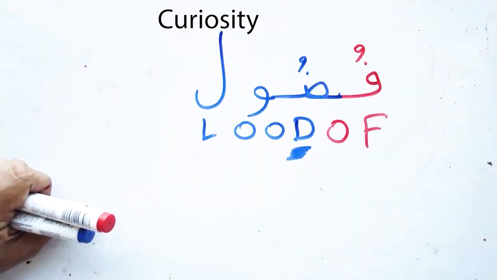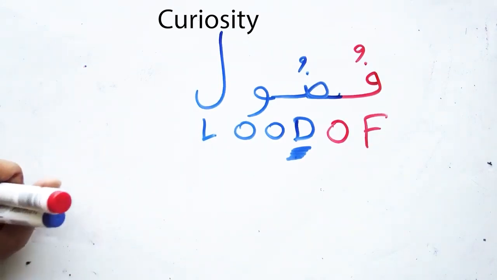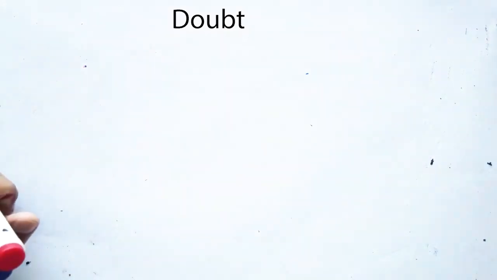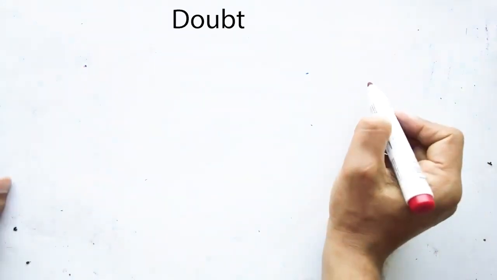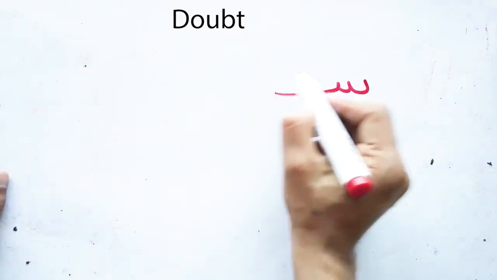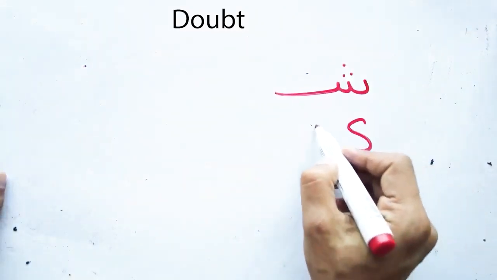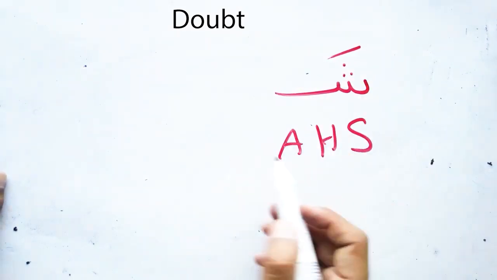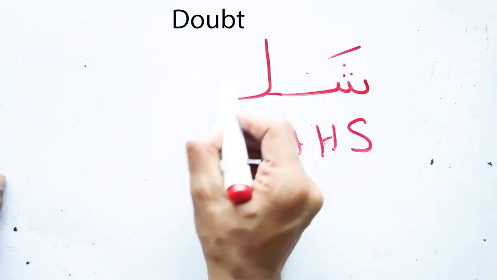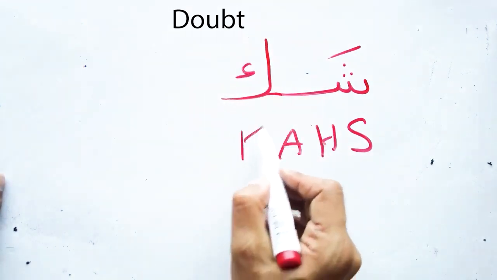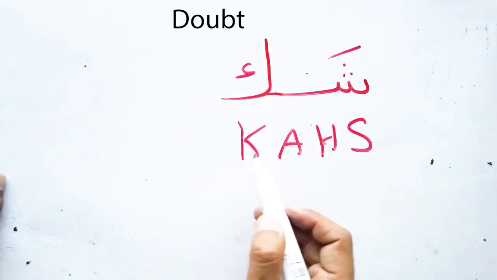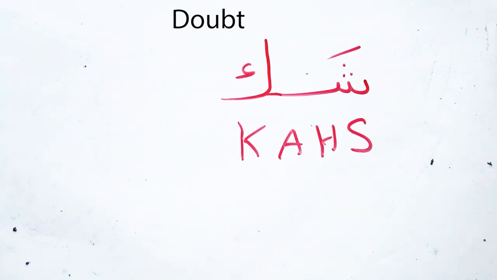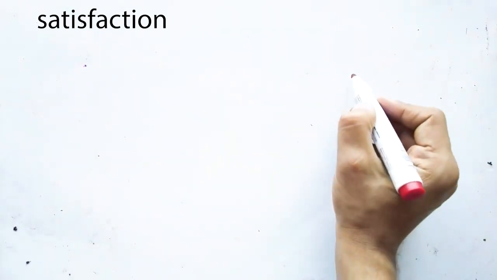Fudul. Shek. Sh, the sound of S, H with this fatha sounds like A. Sh shek. I have this sound of K in the end. Shek. It's an easy word. Rida.